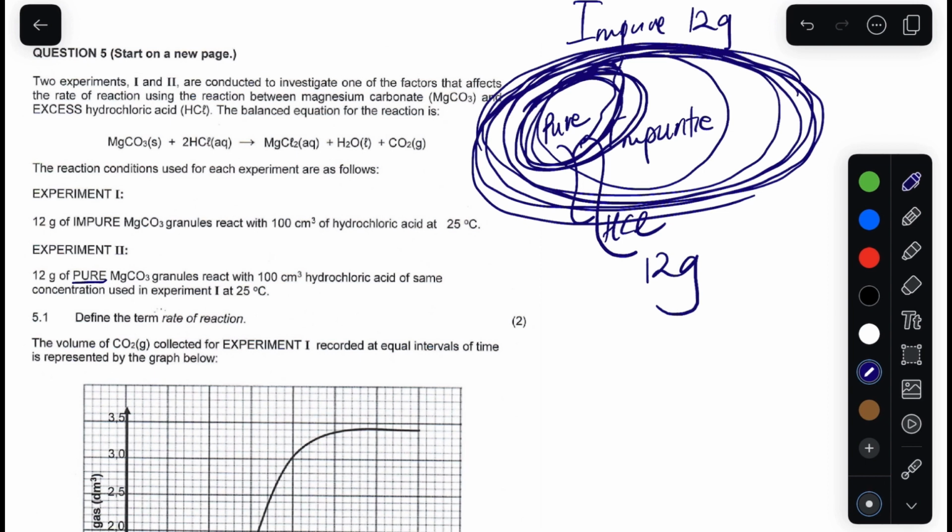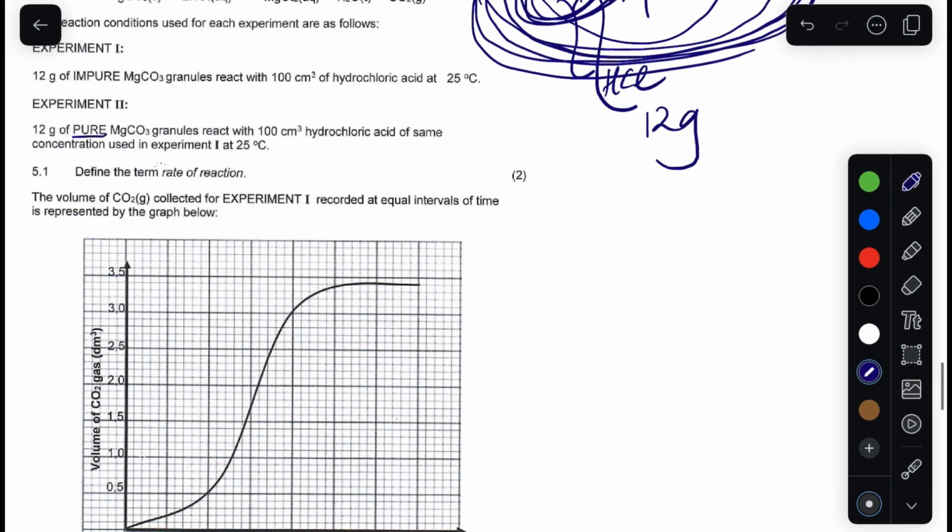Now, question 5.1 says define the term rate of reaction. The rate of reaction, guys, you define it according to the exam guideline. It says the change in concentration of products or reactants per unit time. Change in concentration of product or reactant per unit time. There are other definitions, guys, but I'm not going to dwell on that. Read the exam guideline.